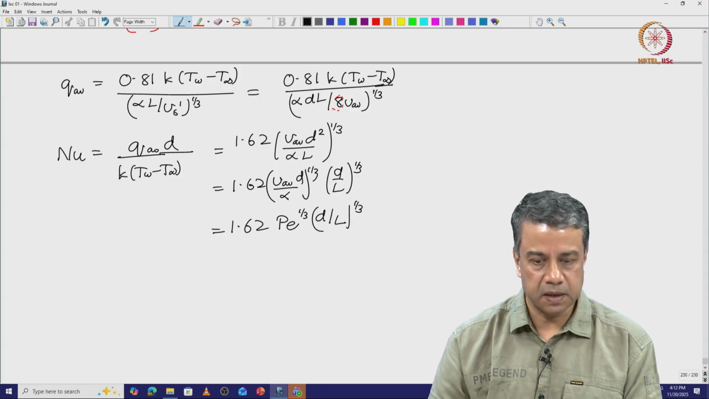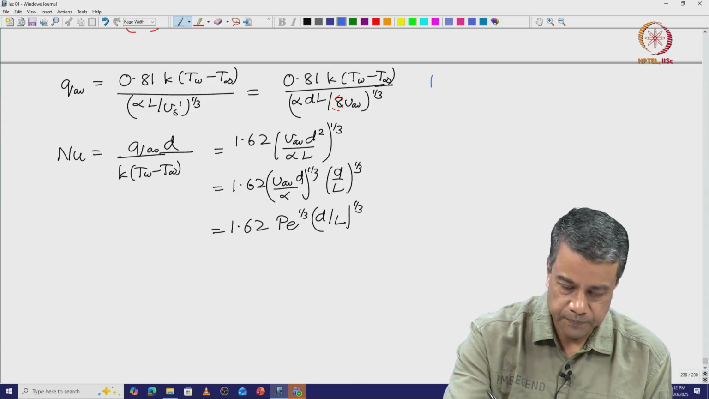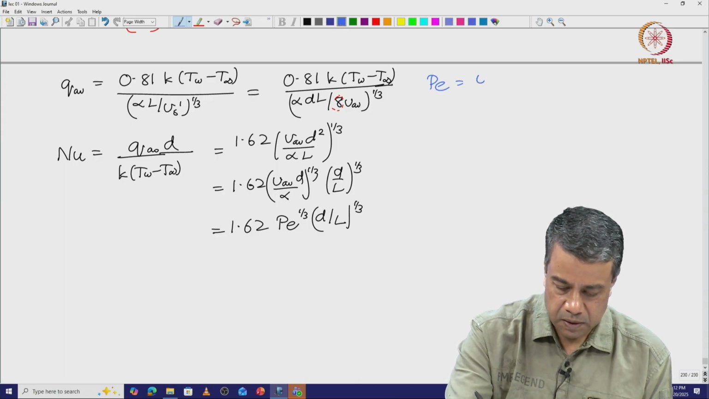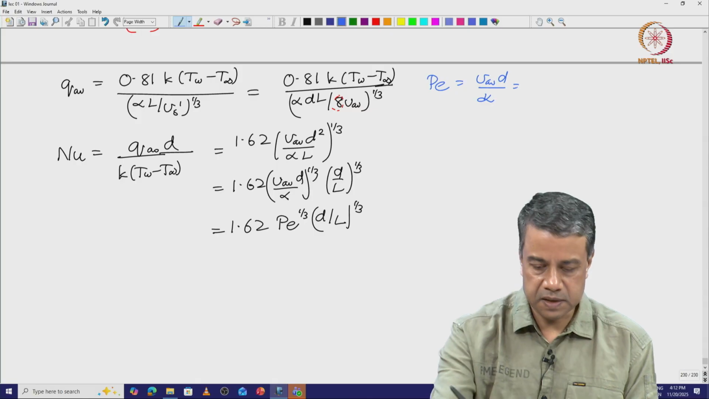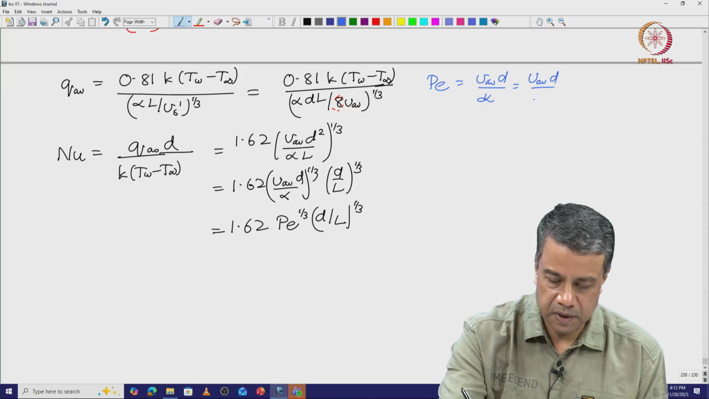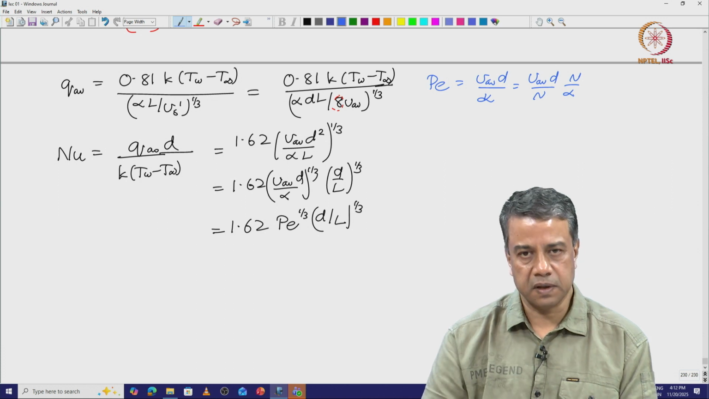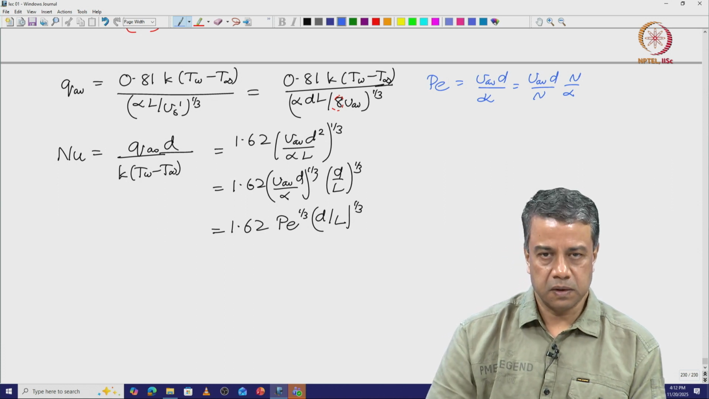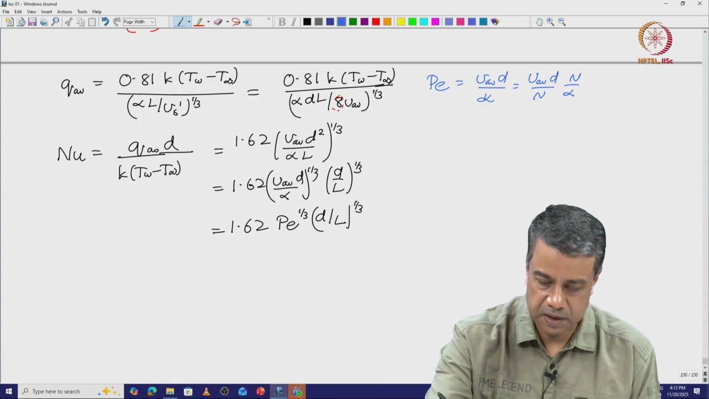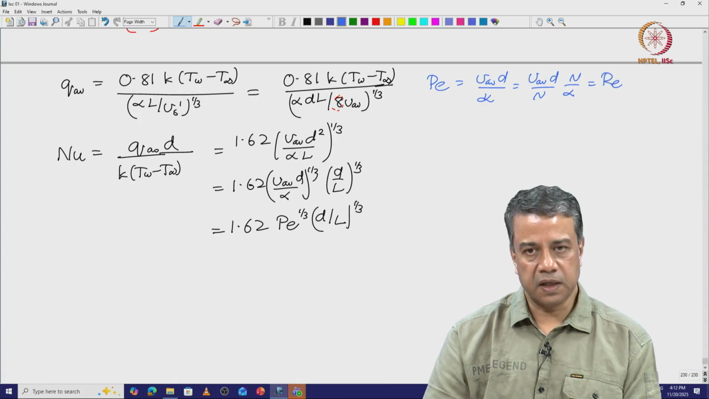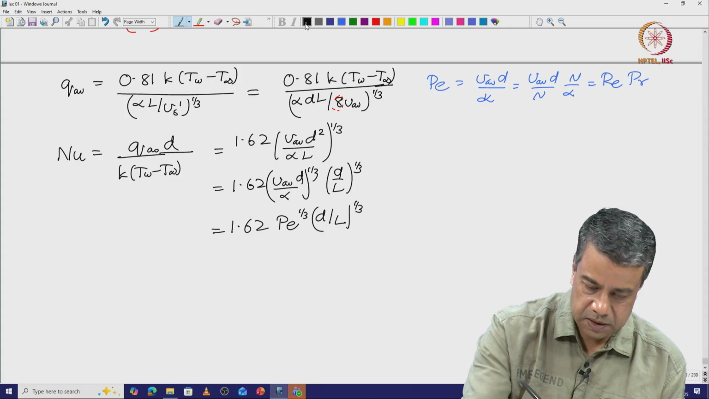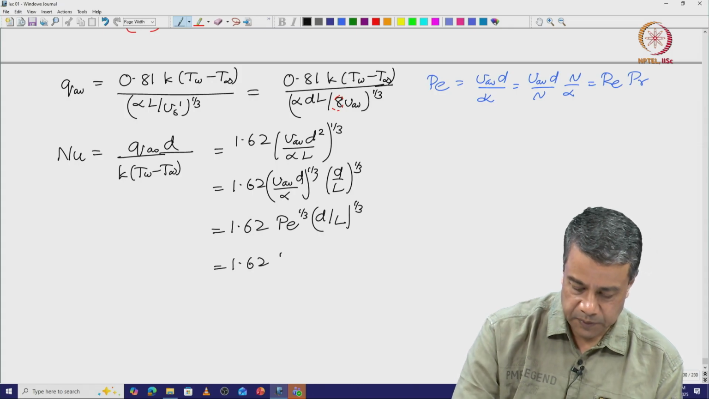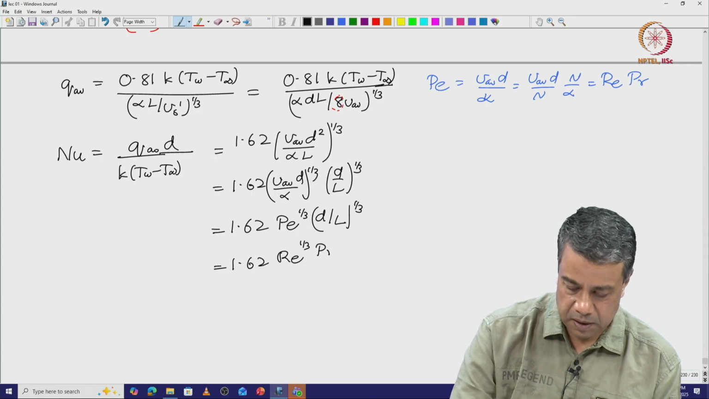If you recall, the Peclet number Pe is equal to V average d by alpha, which can also be written as V average d by nu into nu by alpha. V average d by nu is rho V average d by mu, which is the Reynolds number, and nu by alpha is the Prandtl number. So, therefore, I get the correlation, this is equal to 1.62 Re power 1/3 Pr power 1/3 into d by L power 1/3.